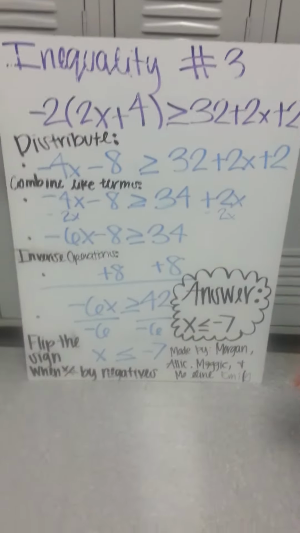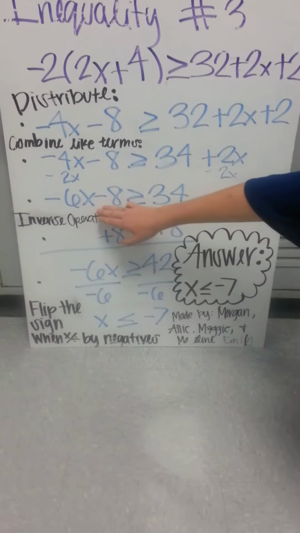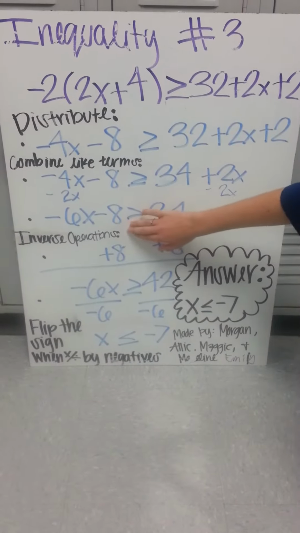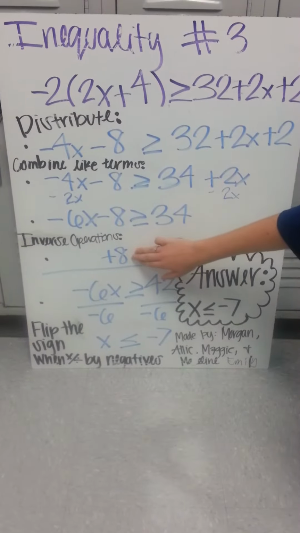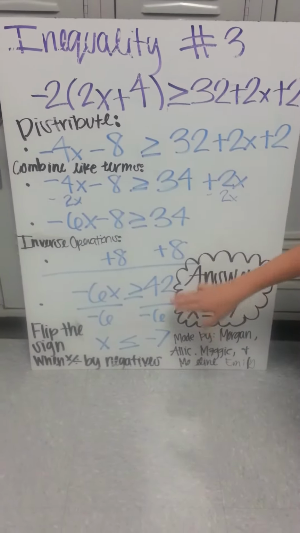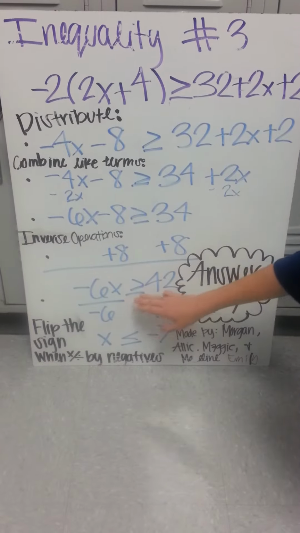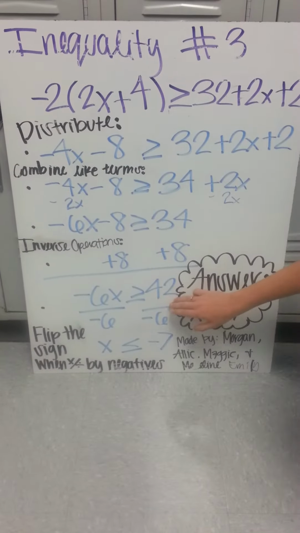So what you have to do after that is isolate the variable once again. So you have to do the inverse of subtracting 8, which is adding 8. And whenever you do something to one side of the inequality, you have to do it to the other. So you're left with negative 6x is greater than or equal to 42.